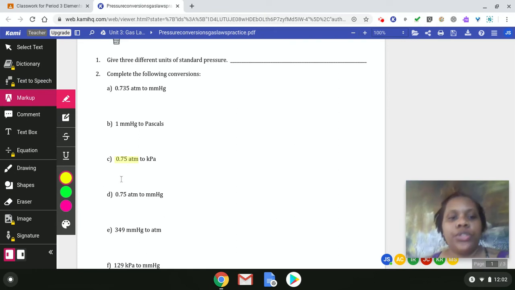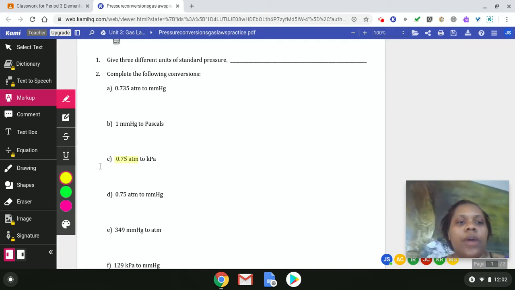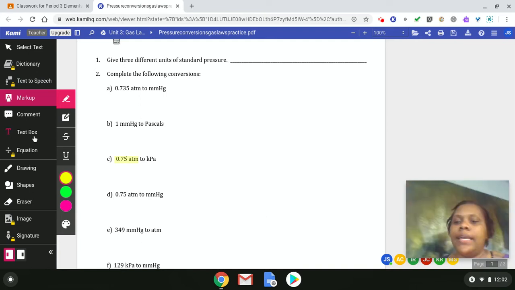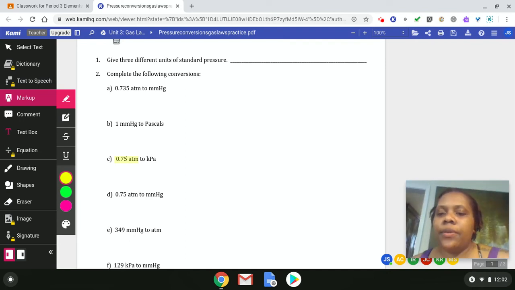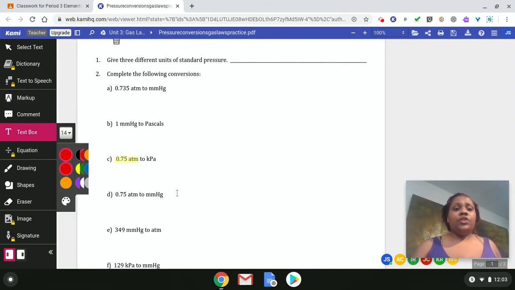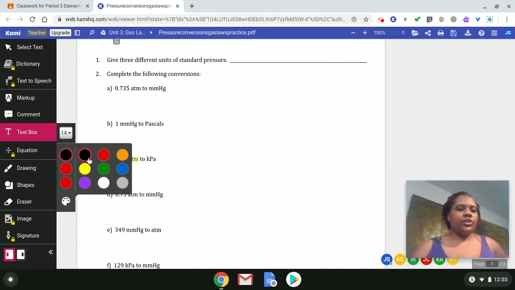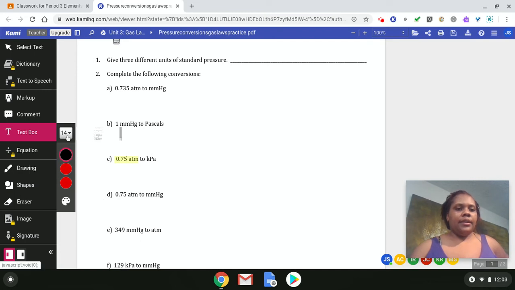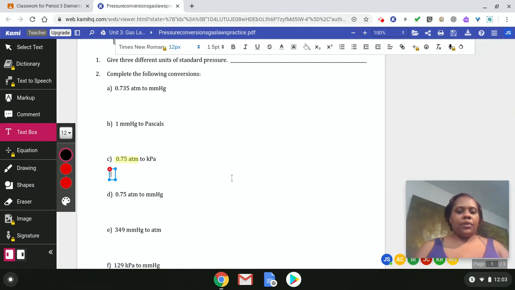So the first thing I'm going to do is write down my given, which is the 0.75 atmospheres, and draw my line. I'll do that now, and I'm just going to do a text box. There's a lot of different ways to do this, but we can do it by putting in a text box. You can even do drawing and actually use your cursor to write, but we're just going to do a text box. I'll make it 12, I think that's okay. So I'm going to make my text box and write 0.75 atmospheres. And then draw my line.